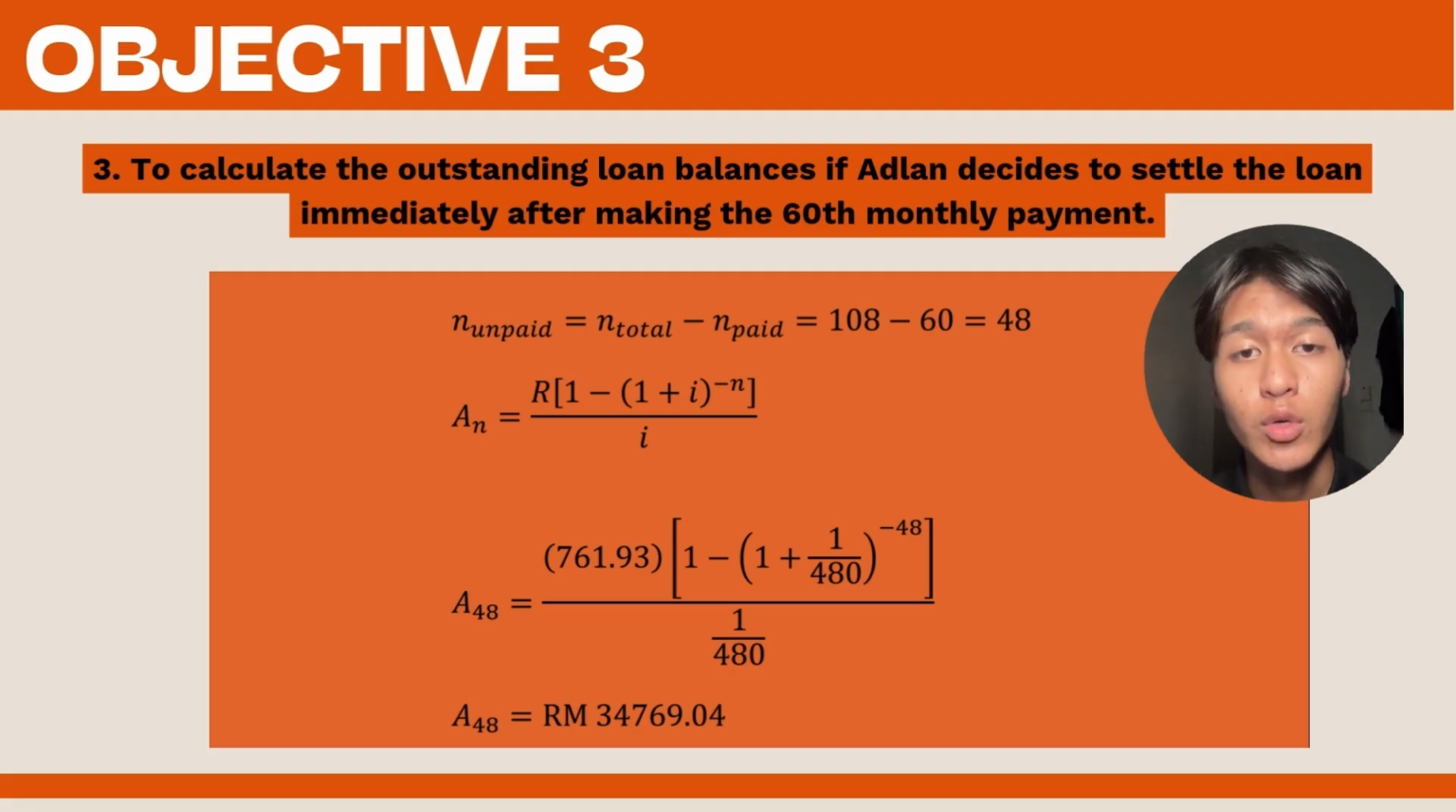To calculate the balance, we will use the formula of A n equals R, in the bracket, 1 minus 1 plus i to the power of negative n, divided by i. Then, we will just replace the formula with the numbers, and the calculation will be A48 equals 761.93, in the bracket, 1 minus 1 plus 1 over 480 to the power of negative 48, and then divided by 1 over 480, and the answer for A48 is 34,769 ringgit and 4 cents.